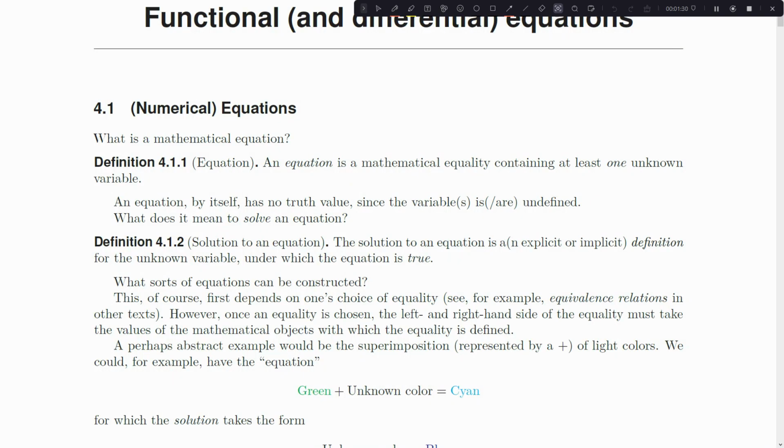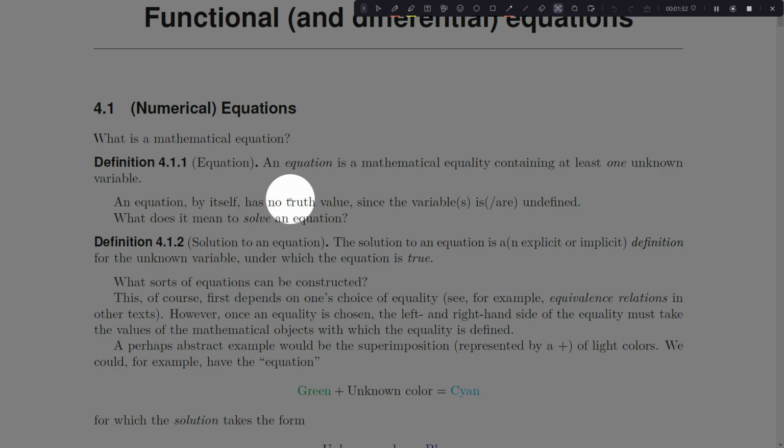And because of this, an equation by itself has no truth value. Okay, because there's an unknown, since we have our variable in the equation, which is undefined, we can't say whether or not any given equation is true or false. But if we then ask ourselves the question, what does it mean to solve an equation? If I said something like x squared plus 2x plus 1 equals 0, that is neither a true or false statement. That's just a statement.